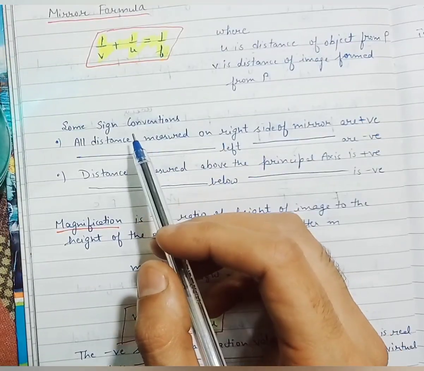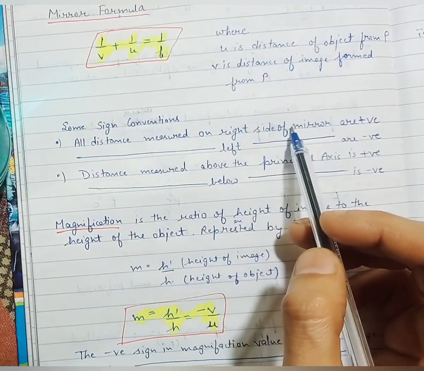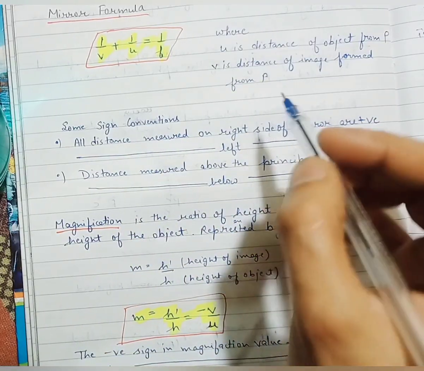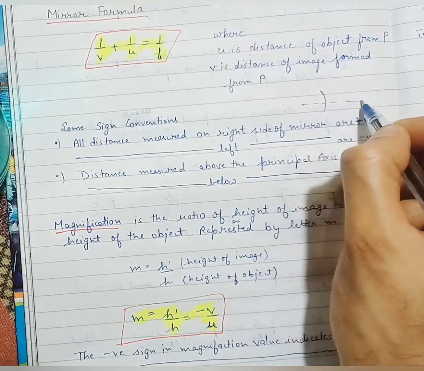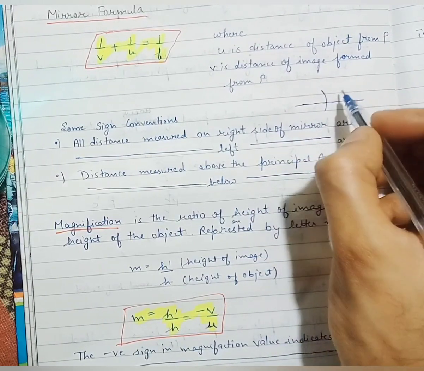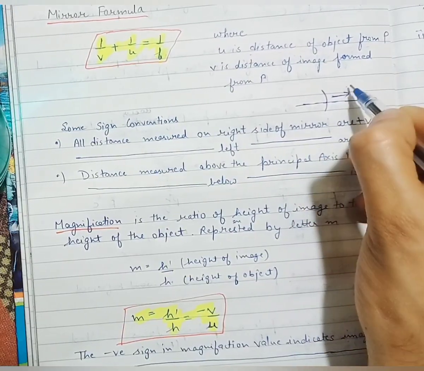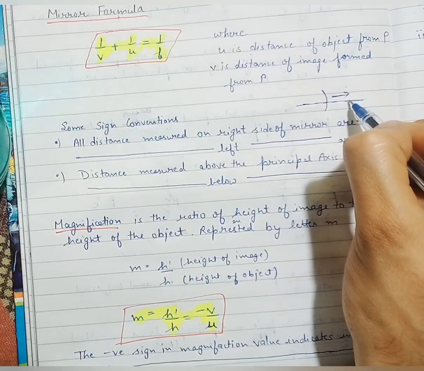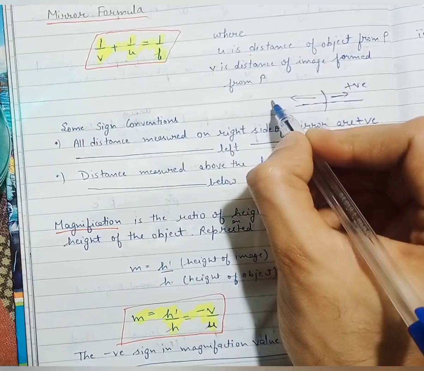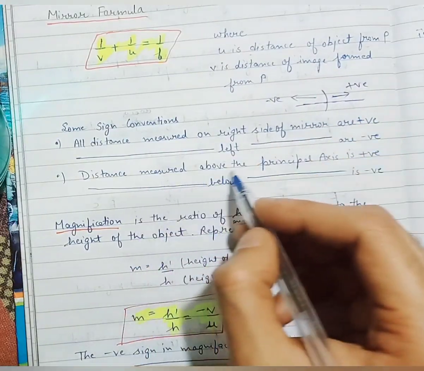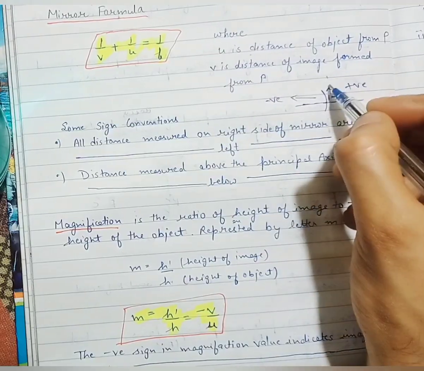Some sign conventions are also there. First, all distances measured on the right side of the mirror are positive. We can say this one is the mirror, so this one is the axis. On this side, all the points that are measured are positive, and on this side all are negative. And distance measured above the principal axis, we can say these are all positive.